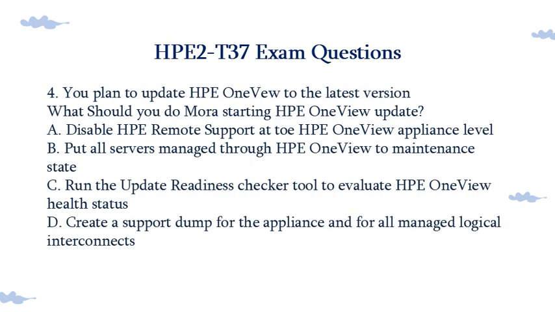4. You plan to update HPE OneView to the latest version. What should you do before starting the HPE OneView update? A. Disable HPE remote support at HPE OneView appliance level. B. Put all servers managed through HPE OneView to maintenance state. C. Run the Update Readiness Checker tool to evaluate HPE OneView health status. D. Create a support dump for the appliance and for all managed logical interconnects.